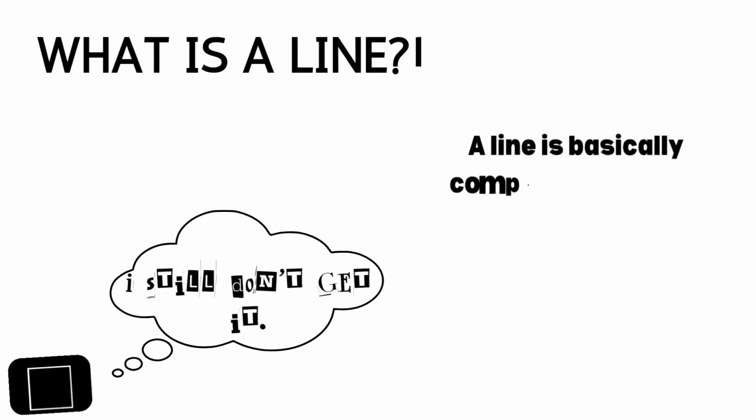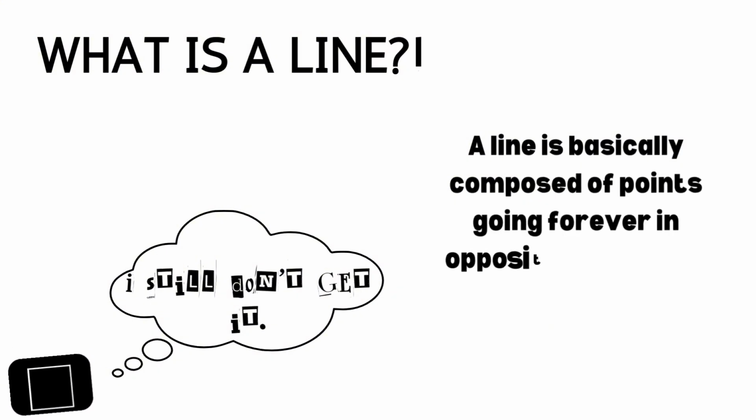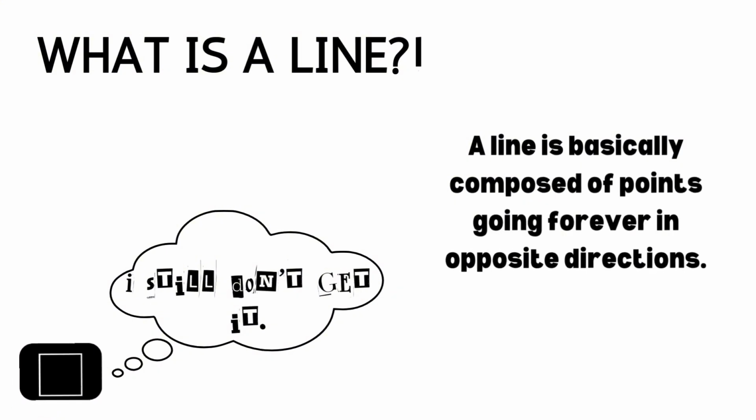This is the Theorem, and today's lesson is parallel and perpendicular lines. So, before we begin, what exactly is a line? Well, a line is basically composed of points going forever in opposite directions. I still don't get it.